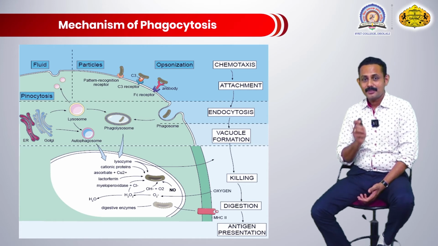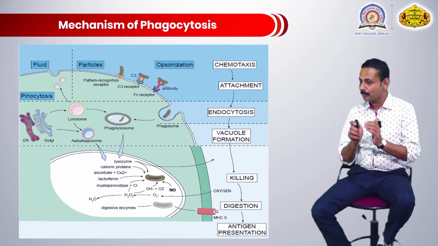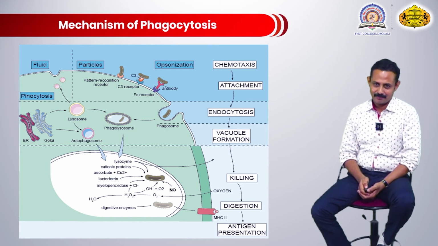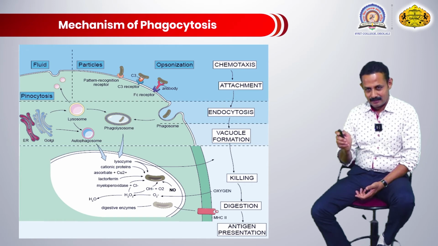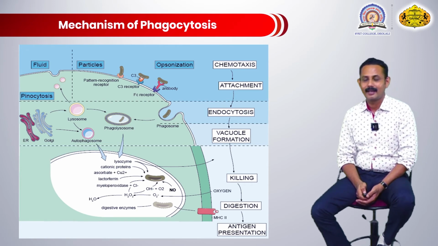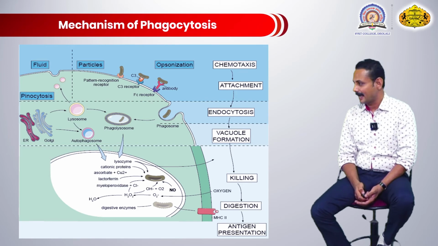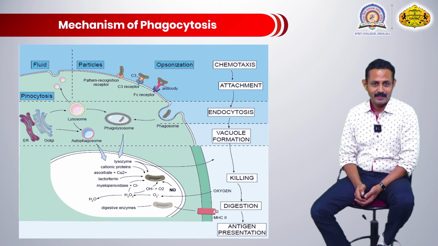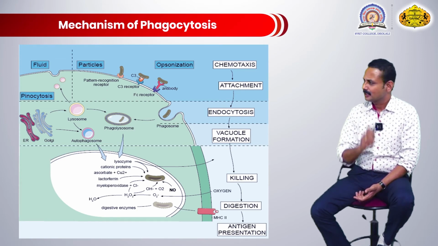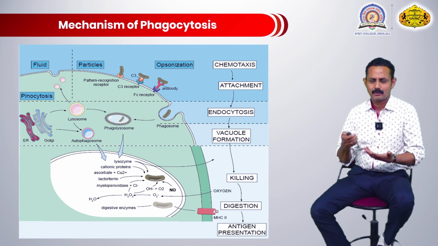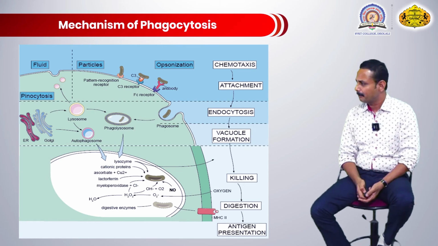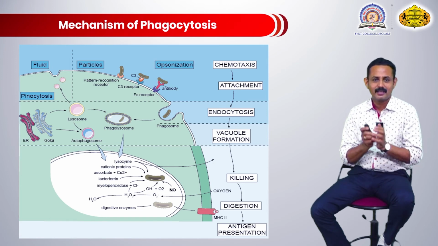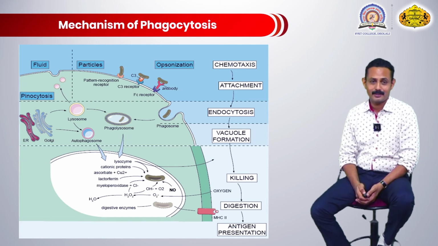Now, in that phagosome, the antigen is properly entrapped. There is no chance of the antigen escaping. That phagosome later migrates toward the lysosome, where different types of cytoplasmic granules are present. The phagosome, which is not a fluid portion but a phospholipid bilayer, fuses with the lysosome. It forms a common structure, and that structure is called a phagolysosome.